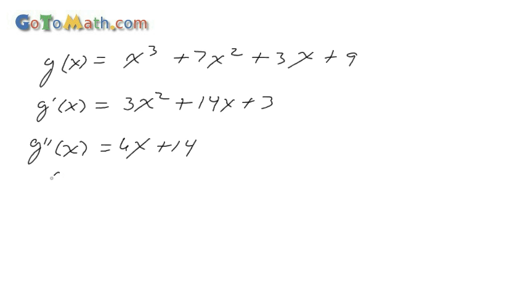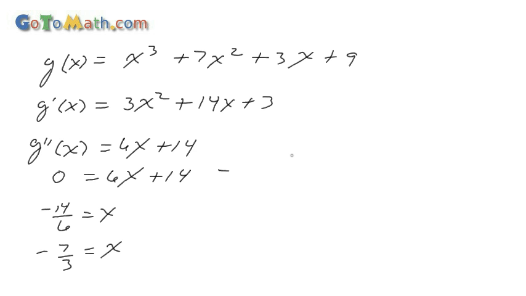And then what we'll want to do is set this equal to 0 and solve for x. Actually, we better do that down here. So we got negative 14 over 6 is equal to x, and we can reduce that down to negative 7/3. And then what we'll want to do is do a number line.